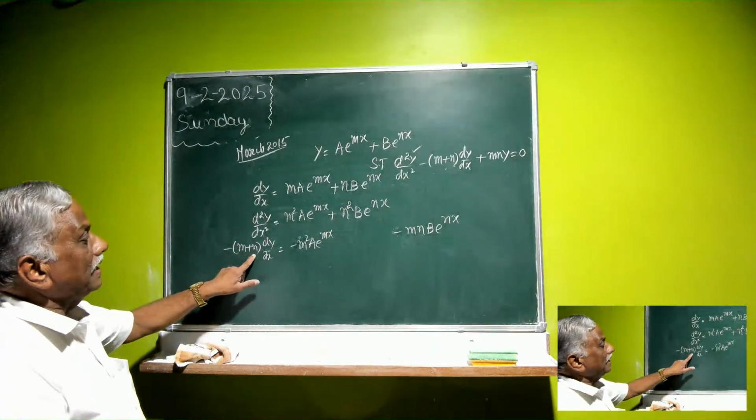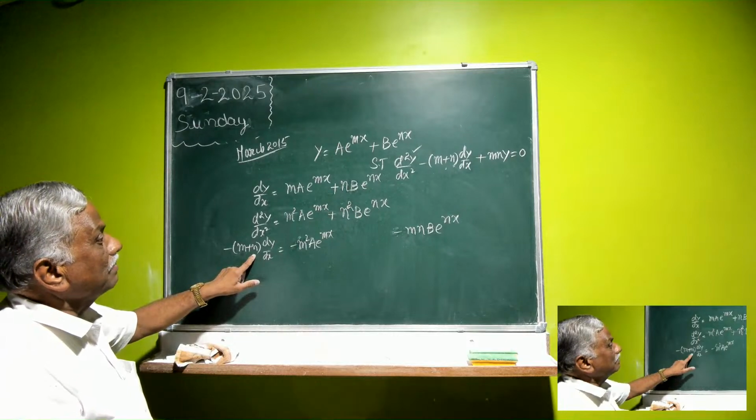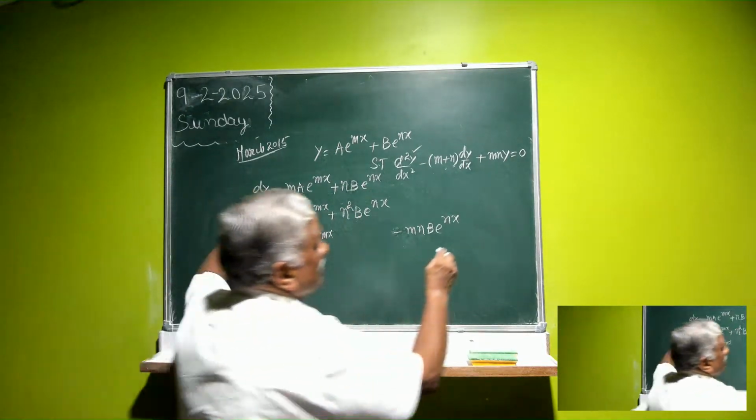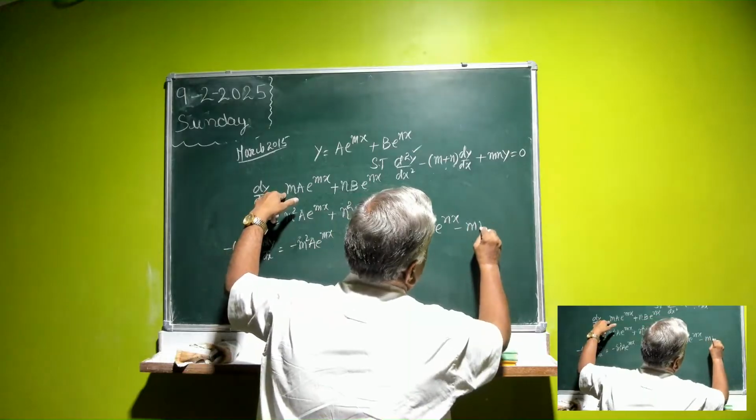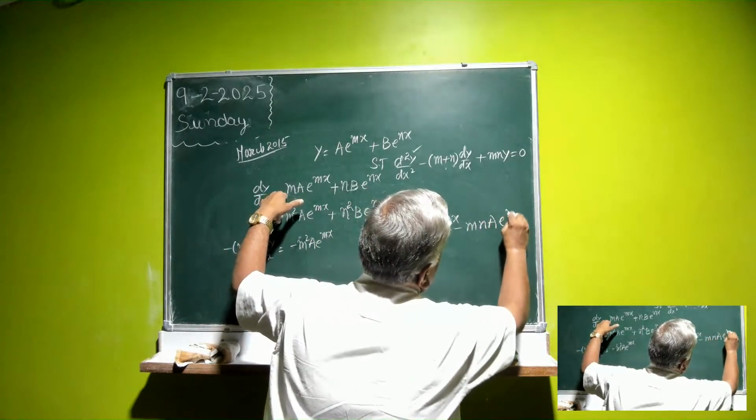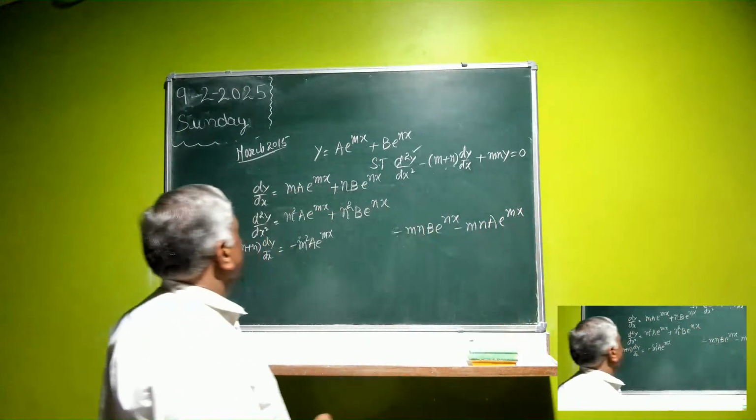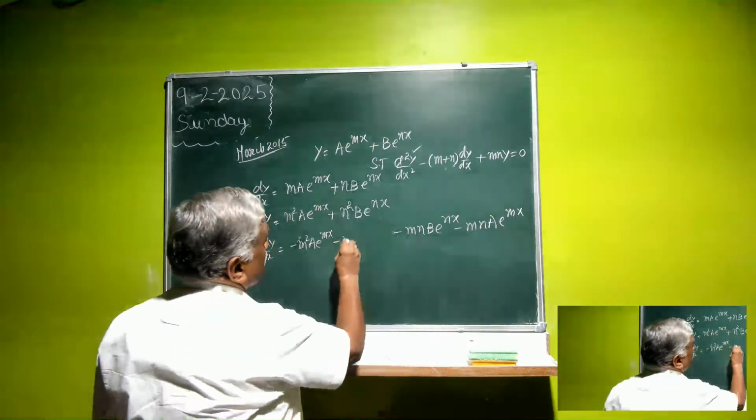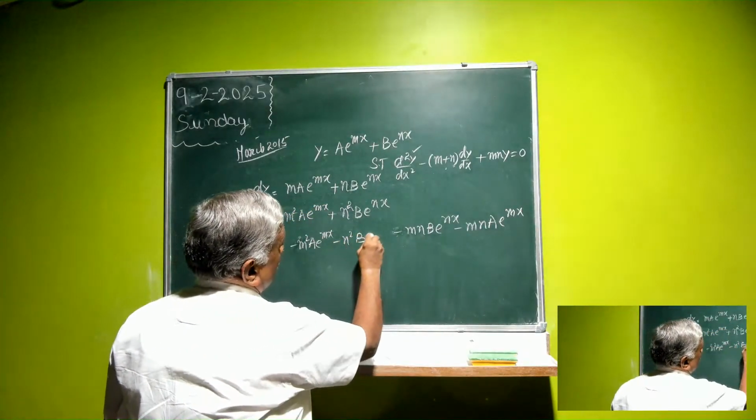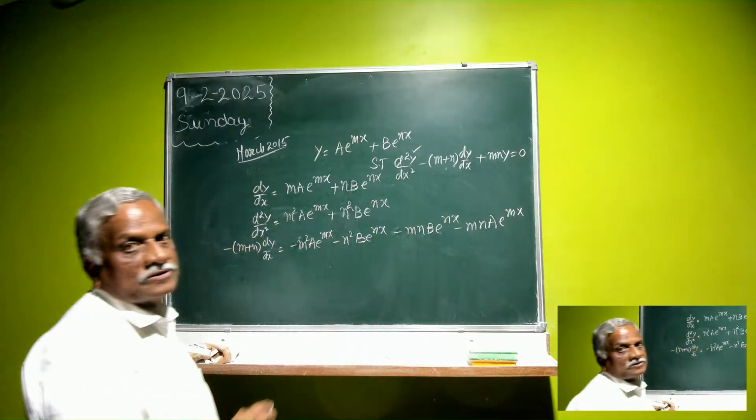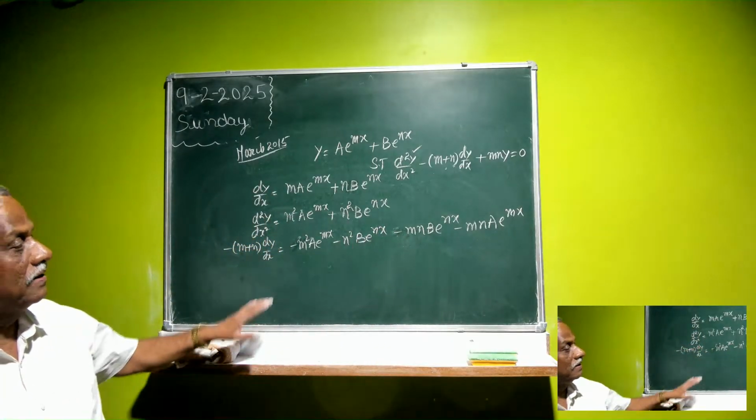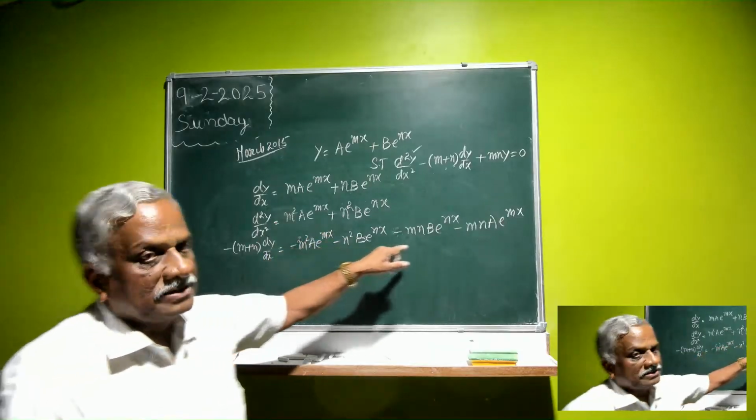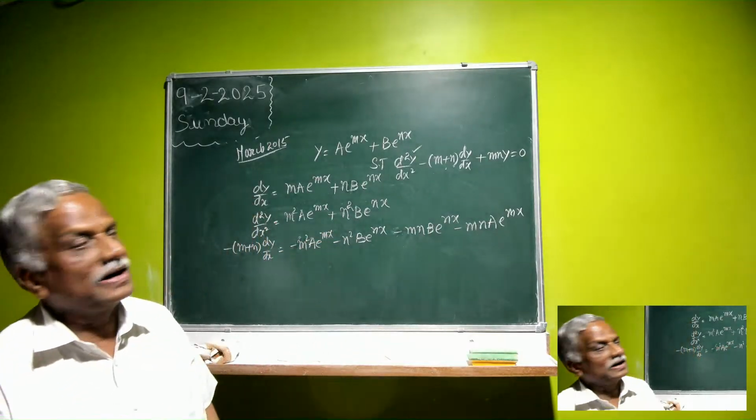Now I have to multiply by n. When I multiply by n, I get mn, that is also not there, so I write it somewhere here: minus mn a e to the power of mx. And I have to multiply the second term. I get minus n square b e to the power of nx. So you have to be careful when multiplying. I wrote this because it is identical, I have written it below that. They are different, so I have written it separately.